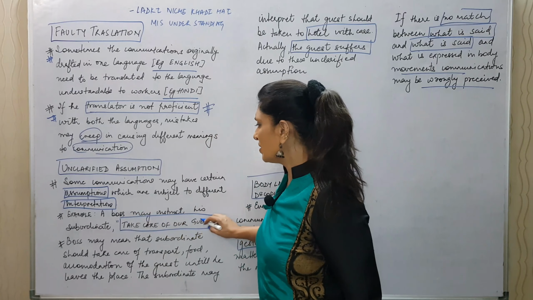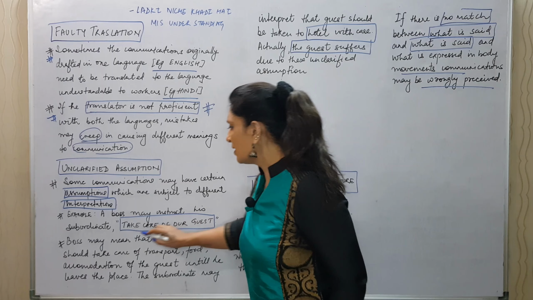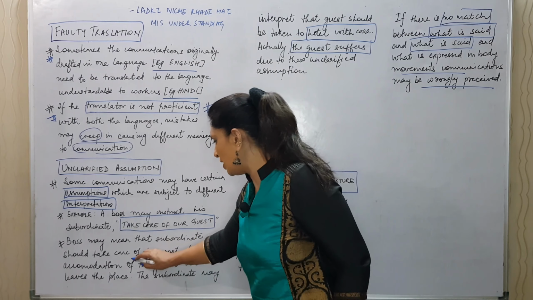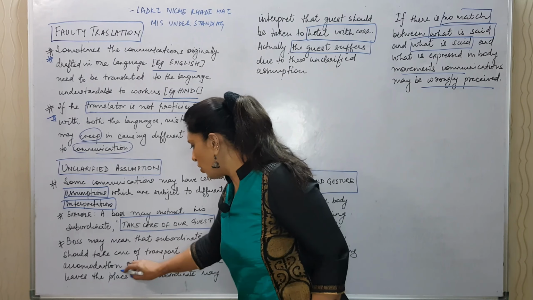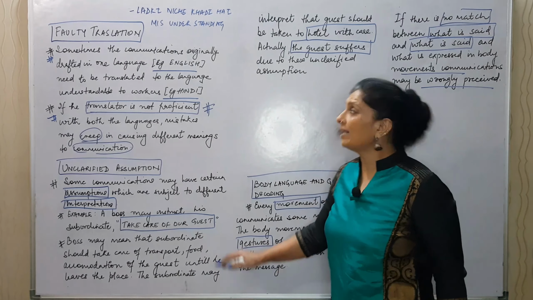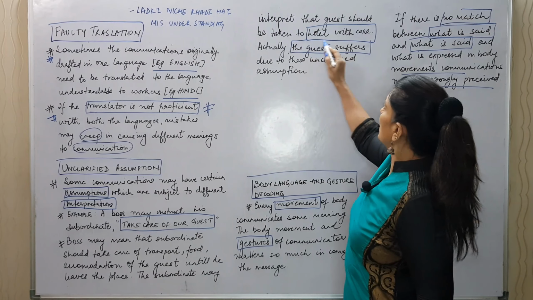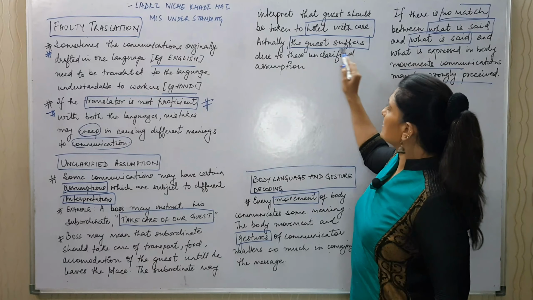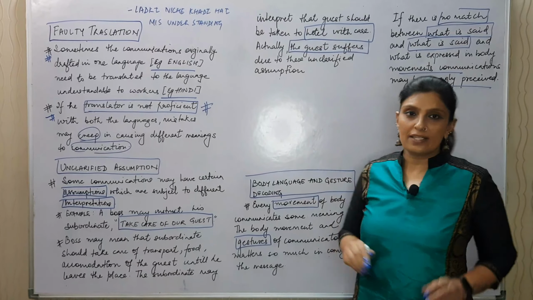For example, a boss may instruct a subordinate, take care of our guest. The boss may mean that the subordinate should take care of transport, food, accommodation of the guest until he leaves the place. The subordinate may interpret that the guest should be taken to a hotel with care. So actually the guest suffers due to these unclarified assumptions.